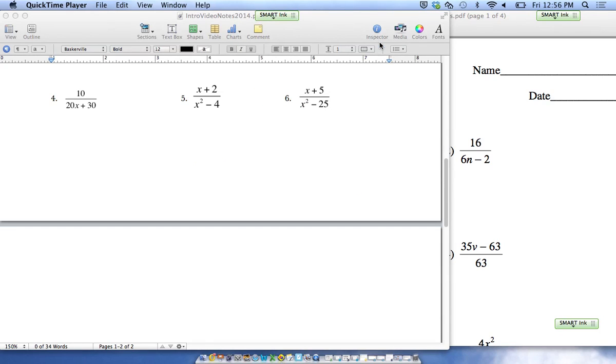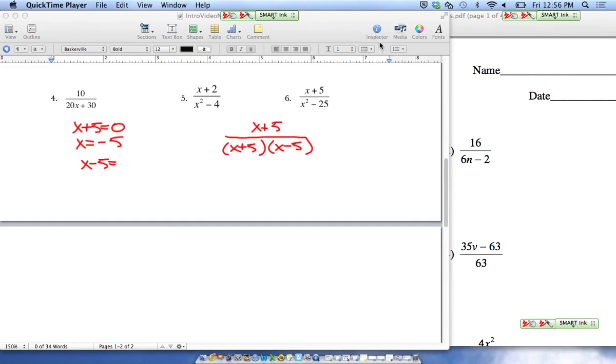Number 6 is set up very much like number 5. Number 6, let's factor the denominator first. So here's my numerator, x plus 5. The denominator is x plus 5 times x minus 5. So let's determine excluded values. So I will take the first factor. If x plus 5 is 0, that means x is -5. And if x minus 5 is set equal to 0, that means x is +5. So my excluded values, x is not allowed to equal +5, nor is it allowed to equal -5.